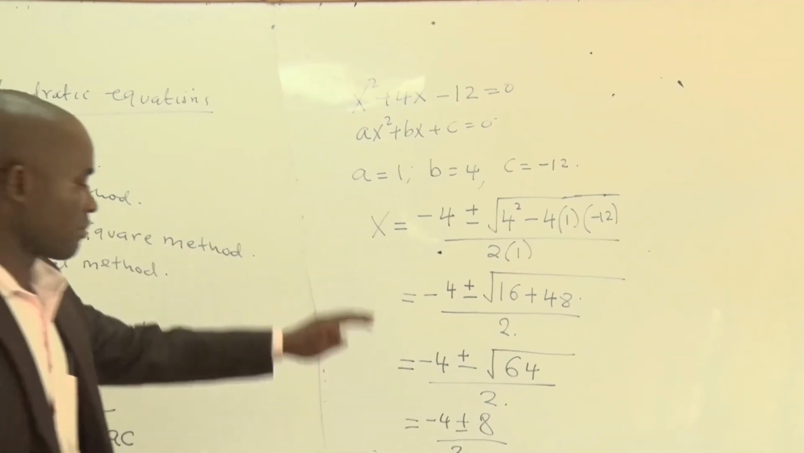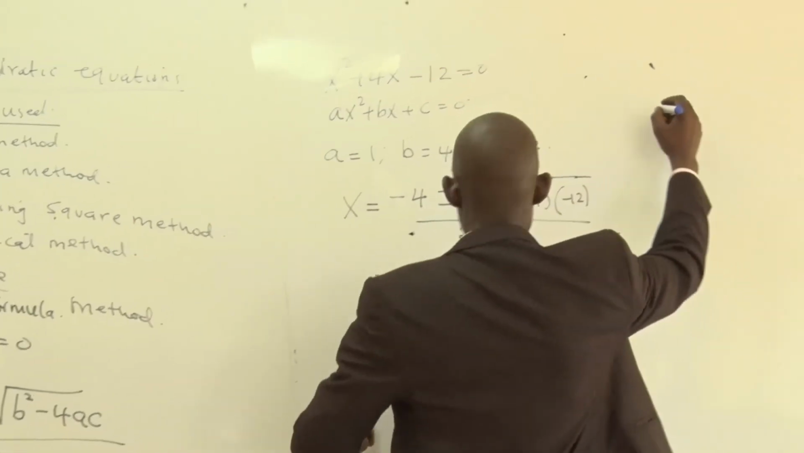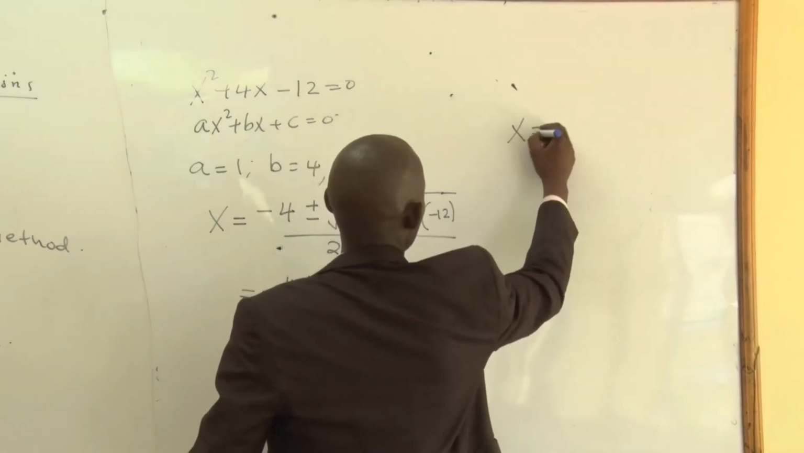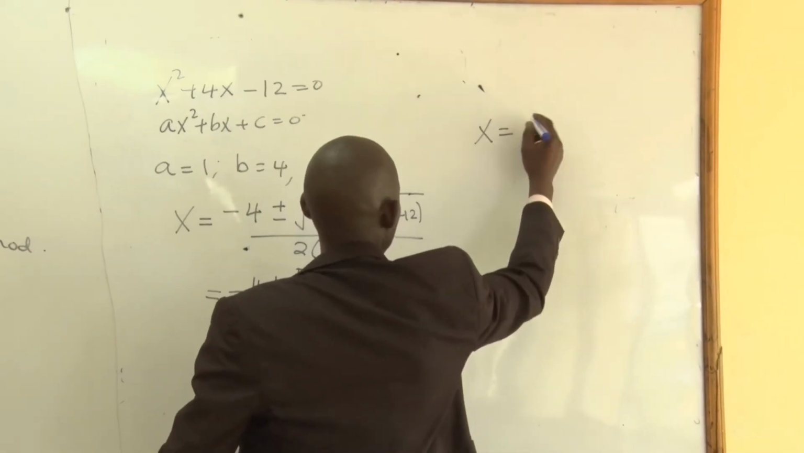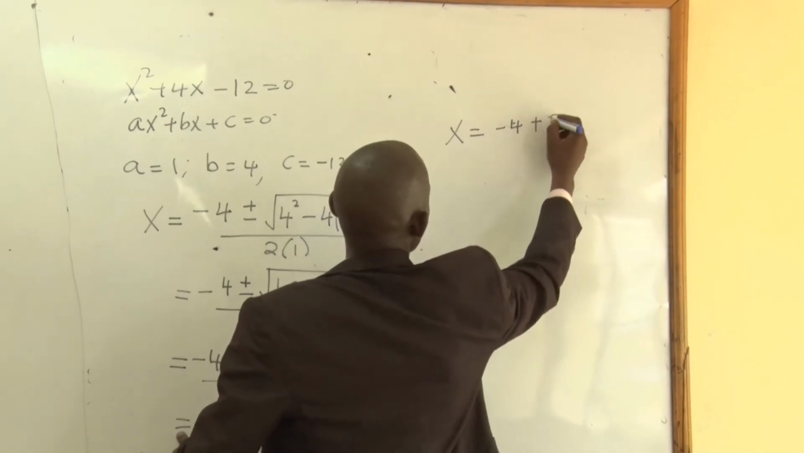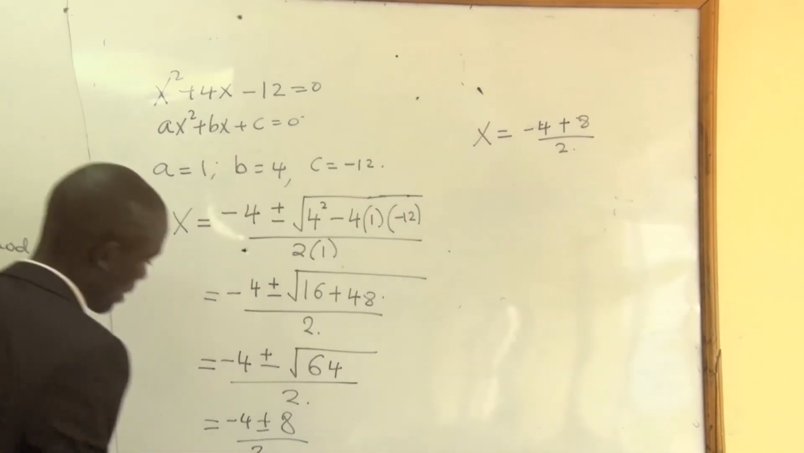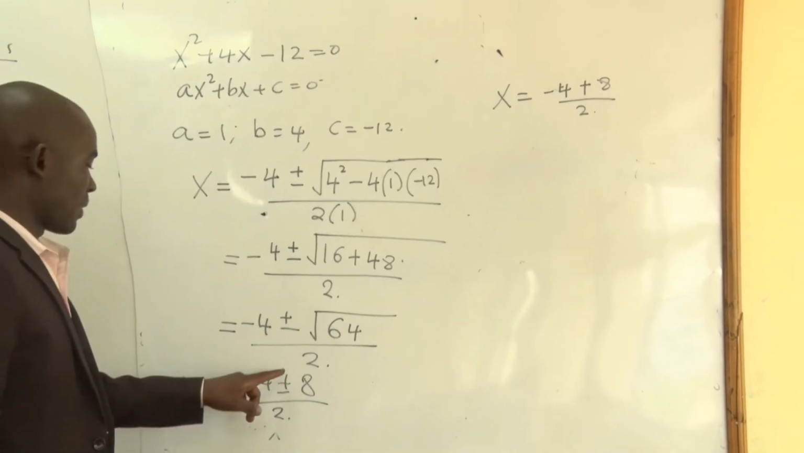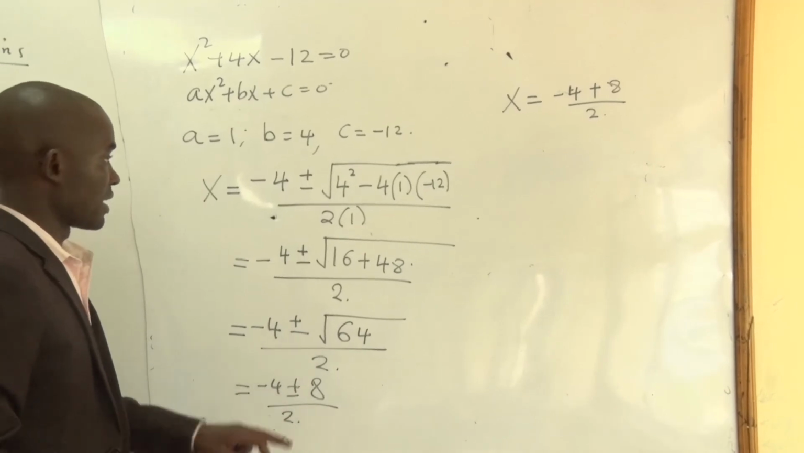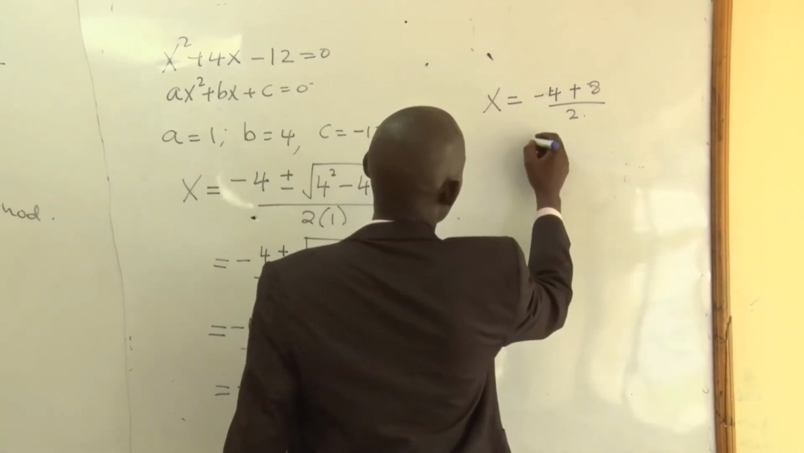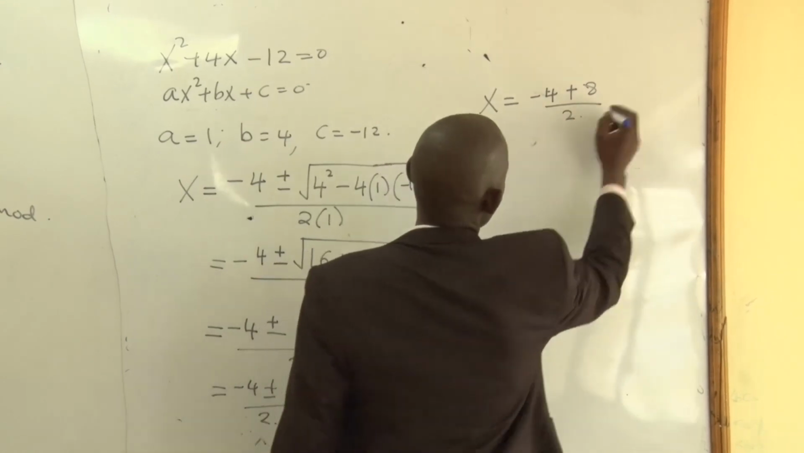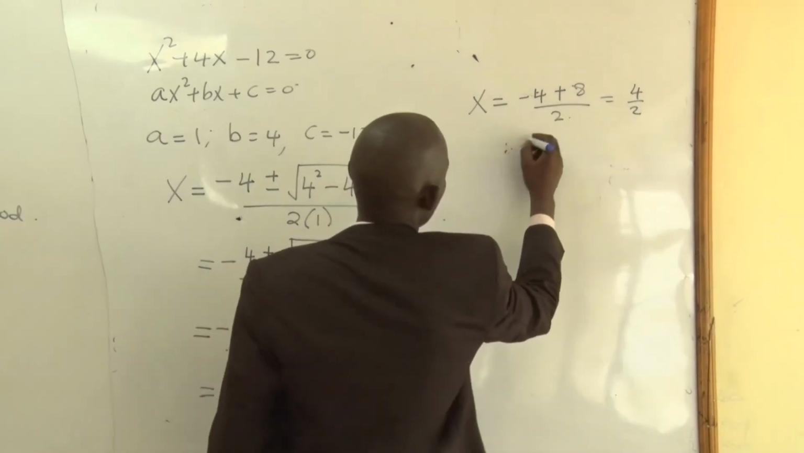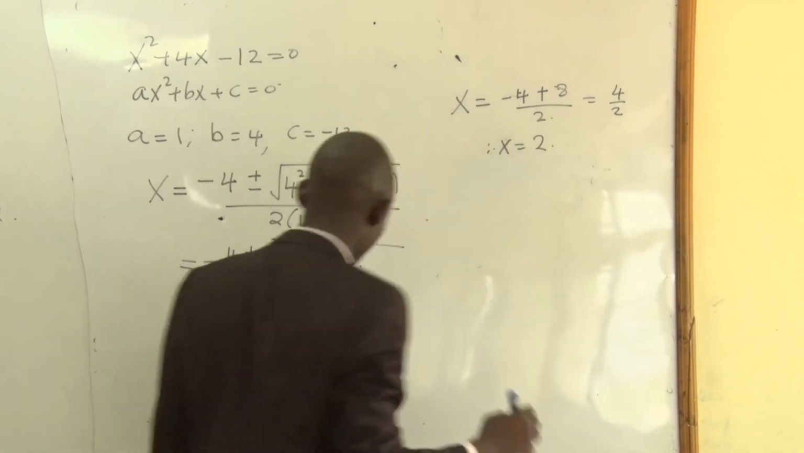Once we are there, we can break this one further. We are having two expressions. In this case, x will be equal to minus 4 plus 8 all over 2. Remember, I've decided to use the plus first. We're having a plus and a minus, so we want to start with a plus. The second one we shall use a minus. So in such a case, minus 4 plus 8, you will get positive 4 over 2. Therefore, x will be equal to positive 2.